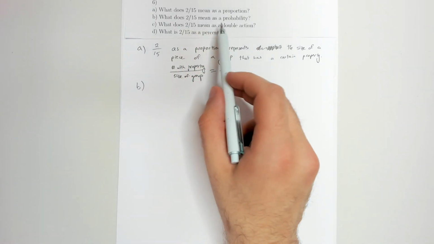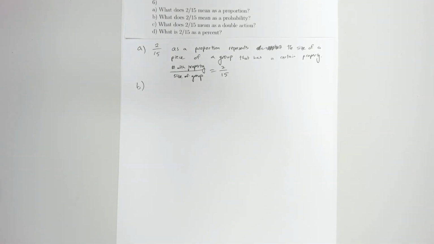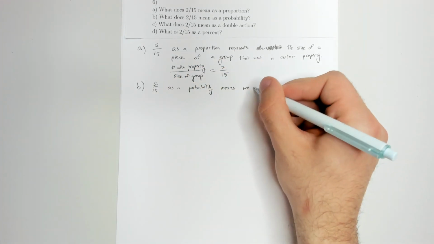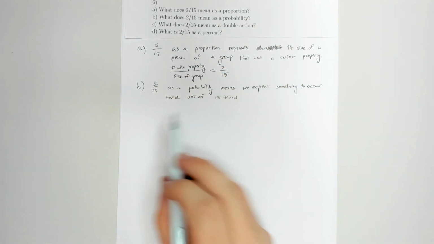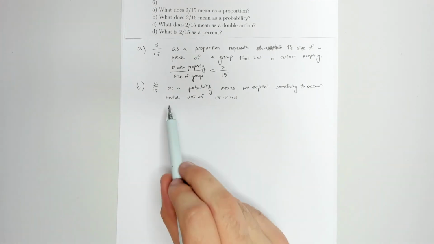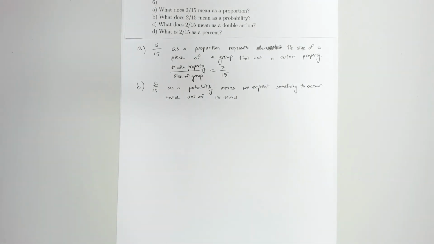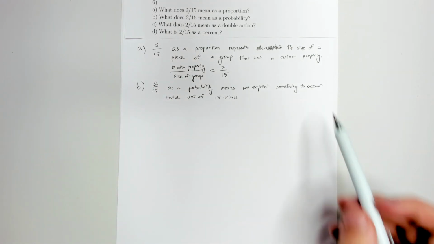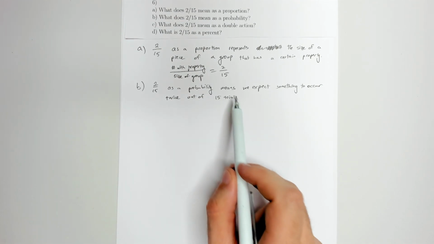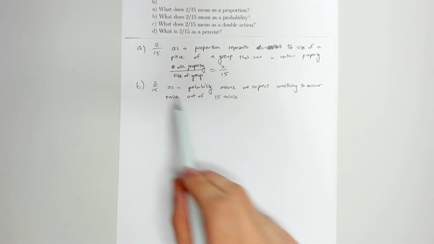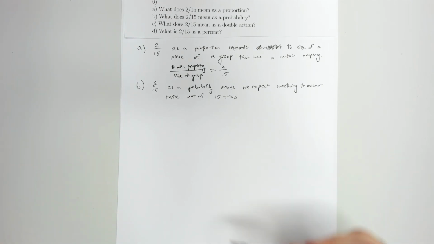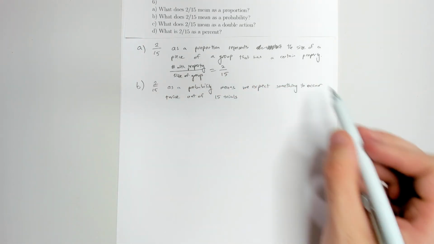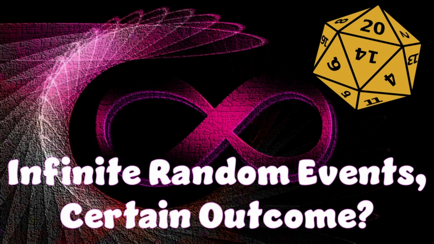For part B, it says, what does 2/15 mean as a probability? A probability is basically how many times we expect something to happen out of a certain amount of trials. So 2/15 as a probability means we would expect something to occur twice out of 15 trials. This represents the likelihood of something happening. One way to think about that is how frequently it occurs out of a total amount of things, so how frequently it occurs relative to all the other possibilities. We discussed this probability perspective in depth in episode 41 of the series.